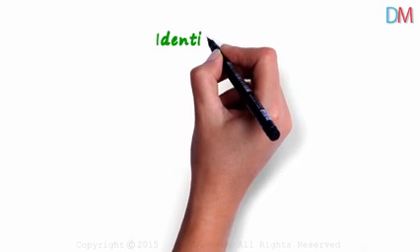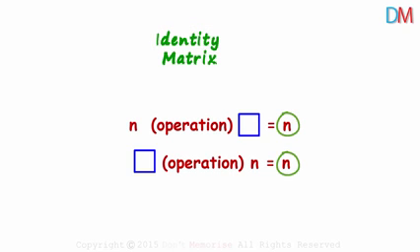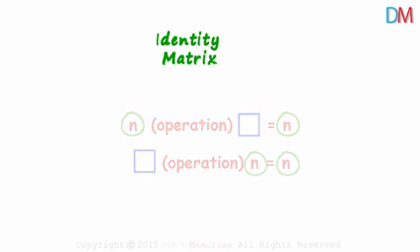An identity matrix is one of the most important matrices we will look at in the topic of matrices. What does identity mean? In mathematics, it means getting the same answer as the original number. Let me give you a couple of examples.